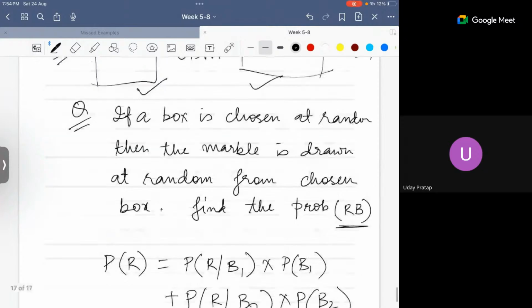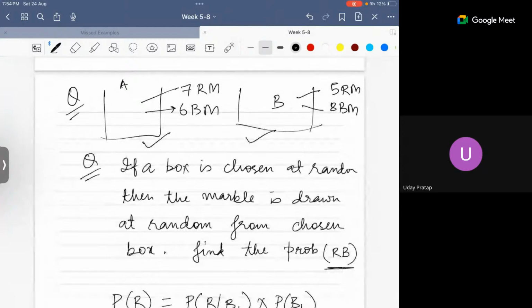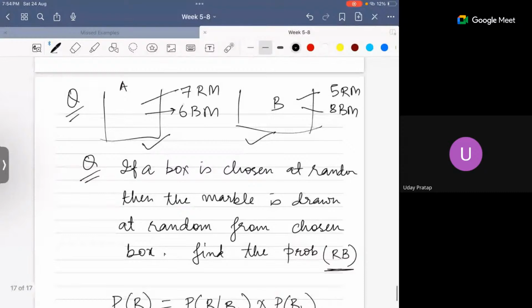Or in a simple way, if you don't know conditional probability, you don't know the law of total probability, and you have been given: find the probability of getting a red ball. How can you get a red ball? First I'll choose a box. Correct. I have been given 2 boxes. I'll just put my hand in one of the 2 boxes, right? And what is the probability of that? 1 by 2. Half. Correct. So probability of getting box A is half.